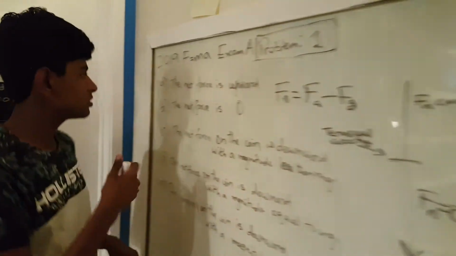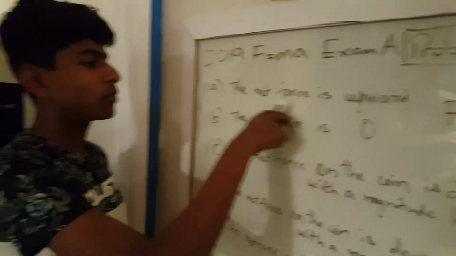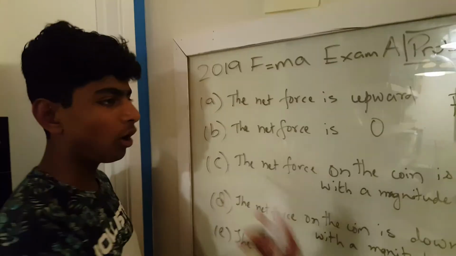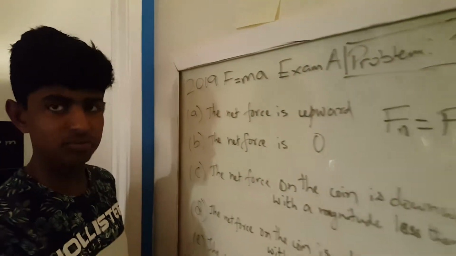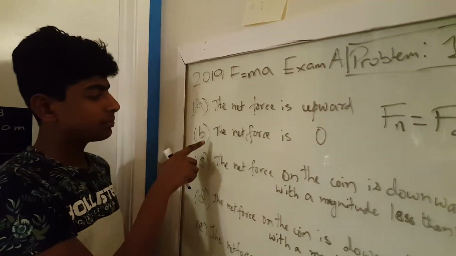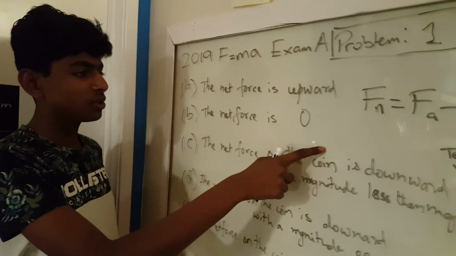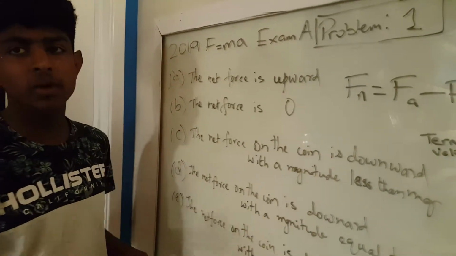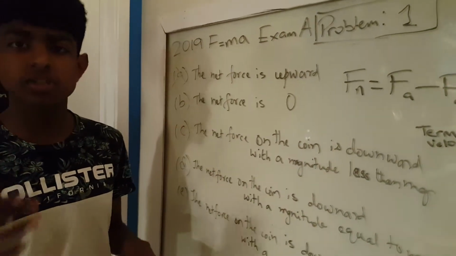So looking at our options here, option A says the net force is upward, which is obviously false because the coin is moving downwards. Option B says the net force is 0. We also know that's false because the coin hasn't reached terminal velocity. It's approaching terminal velocity.